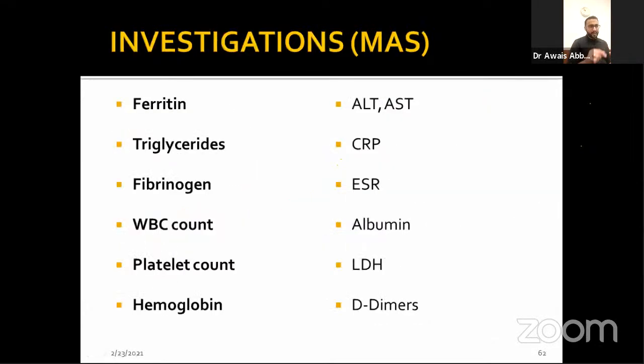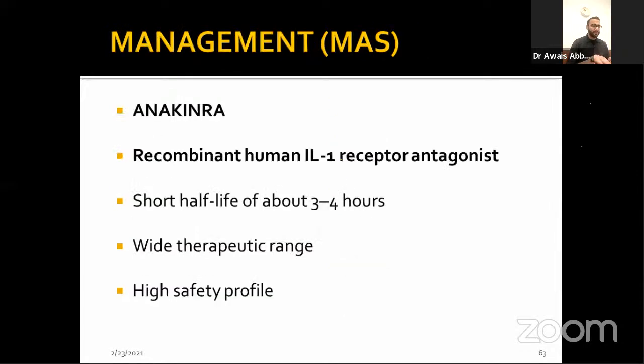The investigation panel that we have for MAS is ferritin, of course, triglycerides, fibrinogen, WBC count, platelets, and hemoglobin, because these are included in the diagnostic criteria as well. And the supportive evidence is ALT, AST, CRP, ESR, albumin, LDH, and D-dimers.